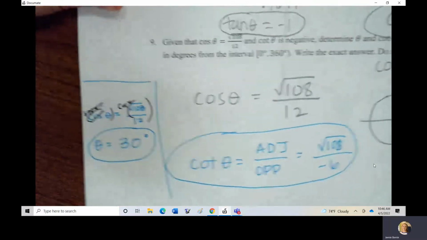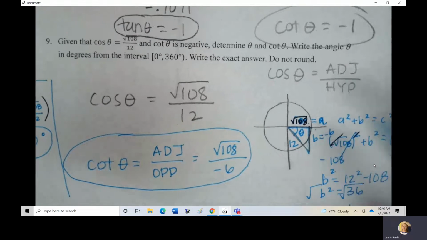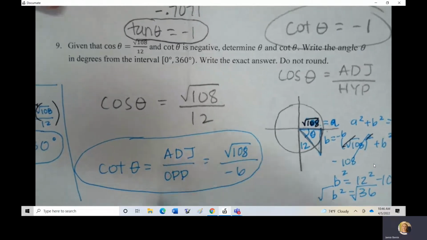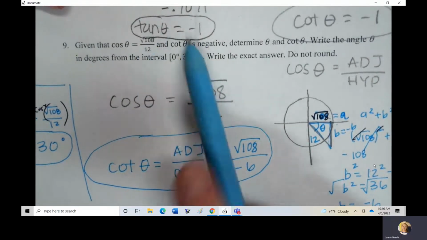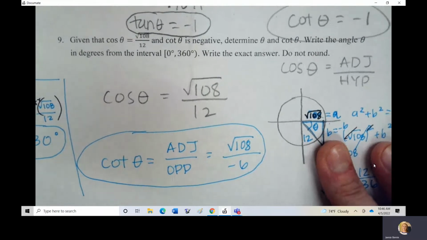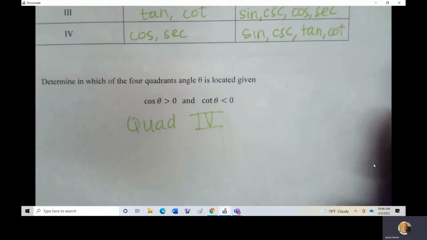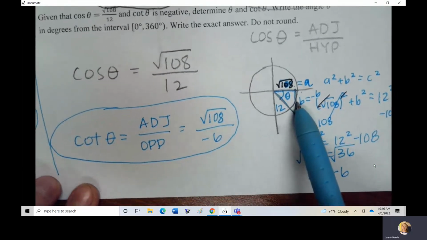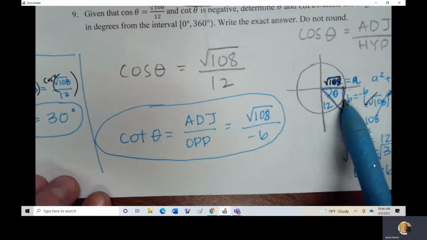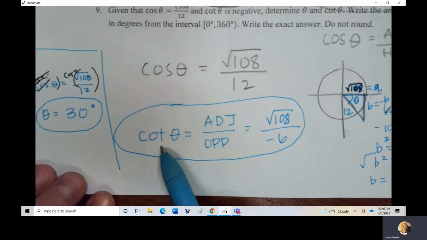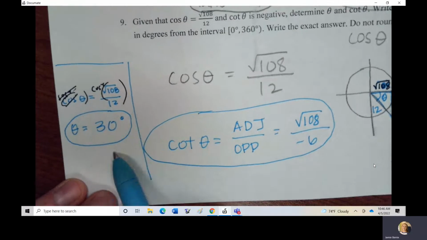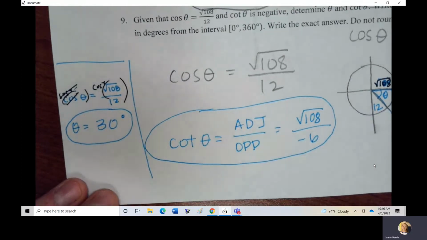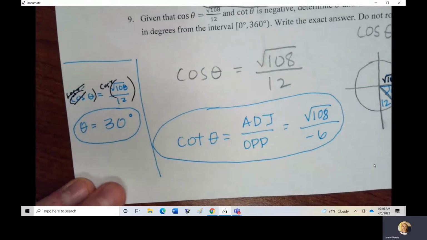All right, so not too bad. Drawing the picture helps. Make sure you're using these two facts along with this table to figure out what quadrant you're in. Once you know what quadrant you're in, you can draw the picture of the triangle, then use the Pythagorean theorem to find your other missing side. Then that will allow you to determine cotangent theta. Then we used inverse trig functions to find the value of theta. We have one more problem.